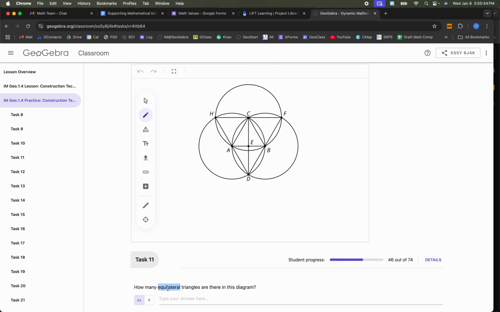Again, we just talked about what equilateral means. It means that the sides of the triangle are all the same length. Okay, how many of them are there in this diagram? And you know, you can name them. You just have to give me 3 letters for each one, right? What are the corners of the triangle you're talking about? Boom. Pause the video. Answer the question.